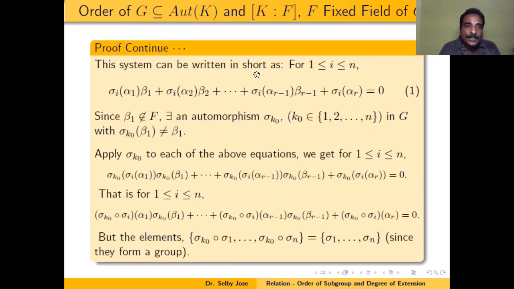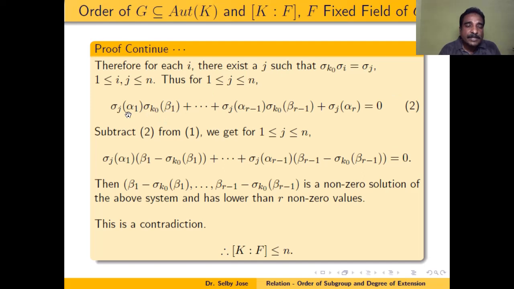So you have equation 1 here. In this equation we are varying i, so in place of i, if you put j, nothing will happen. So we can rewrite it as sigma j of alpha 1 beta 1, sigma j of alpha 2 beta 2, etc., sigma j of alpha r is equal to 0. That is my equation 1. So equation 2 is sigma j of alpha 1 into sigma k naught of beta 1, etc.